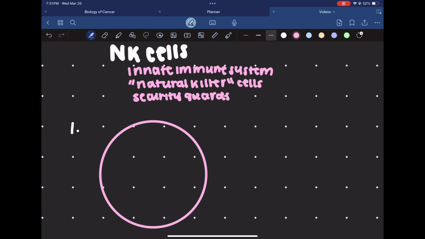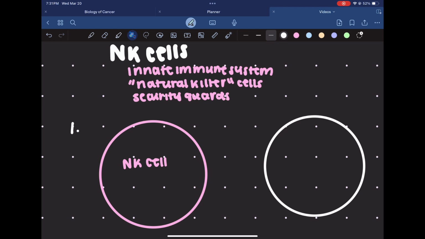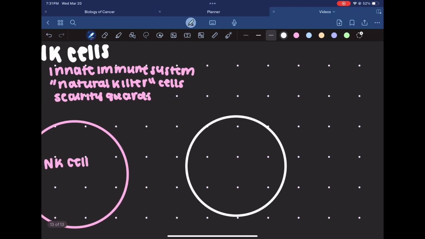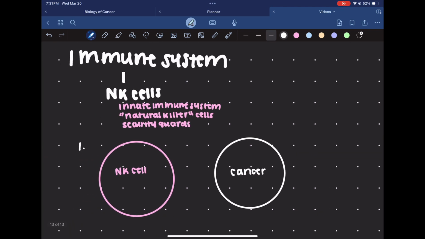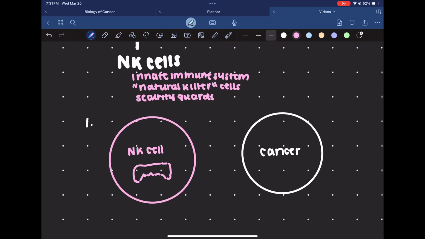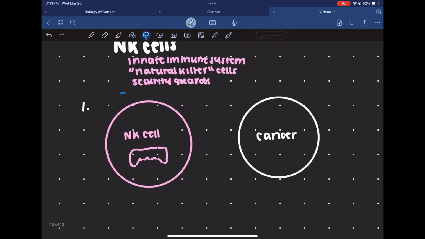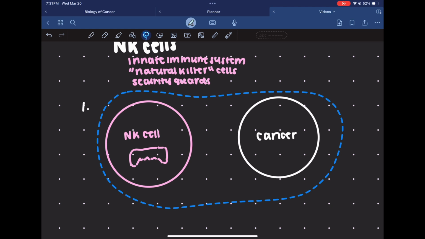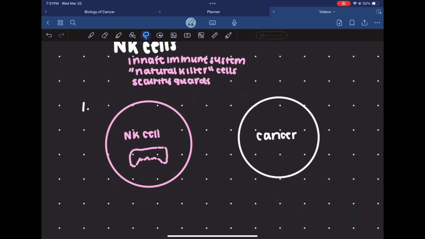So let me start with my NK cell, and then I'm going to put my cancer cell right here. I always think of these NK cells as security guards, so I'm going to put a little mustache on them. There we go. A little mustache on my NK cells, my security guards. Okay, I'm going to copy this so that we have it to paste later.